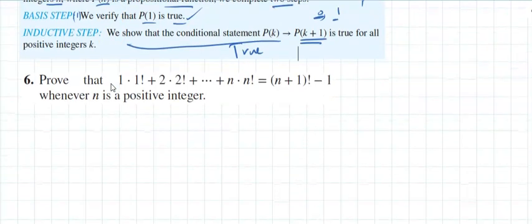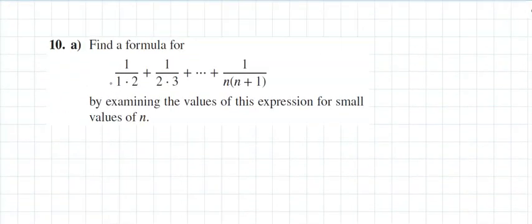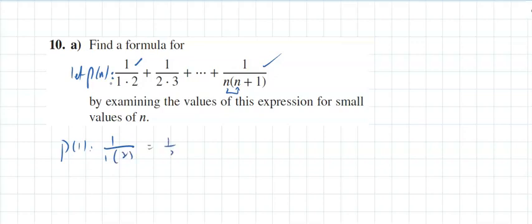To give you an idea of how summation works, I want to start with problem number 10 first. It says, can you find a formula for such a series by examining the values of this expression for small values of n? I'm going to let P of n represent this series. If I take P of 1, that's simply plugging 1 in there, or taking the first term on the list, however you want to see it. That's 1 over 1 times 1 plus 1, which is 1/2.